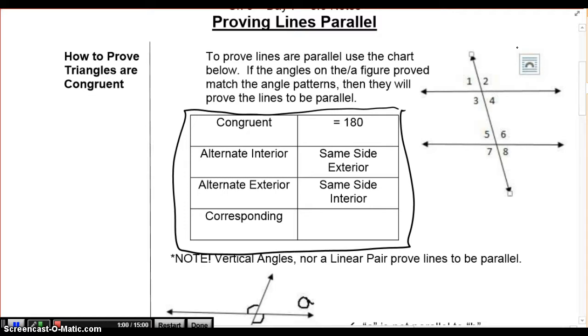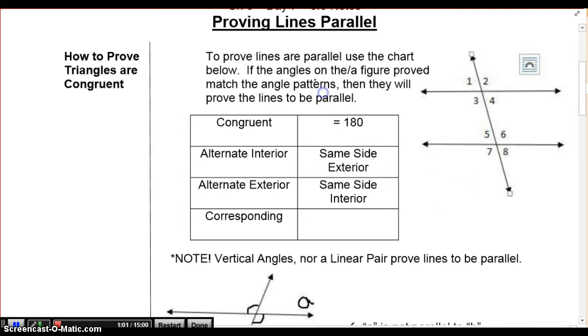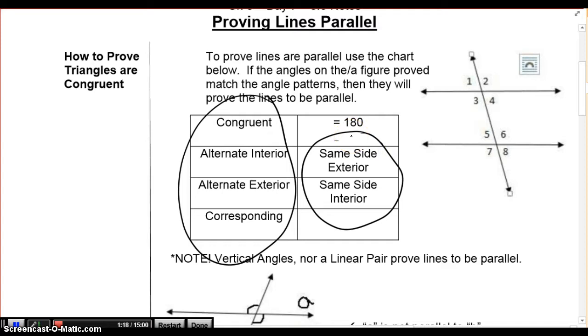Now, before we get more into this, I want you to take a look at this chart here. Notice what we have. We've got alternate interior angles here on the congruent side. We've got alternate exterior and corresponding, and under our angles that add up to 180 degrees, we're only looking at same side interior and same side exterior angles.